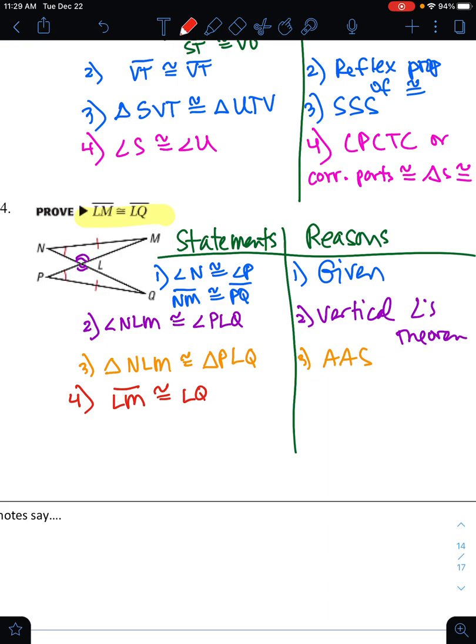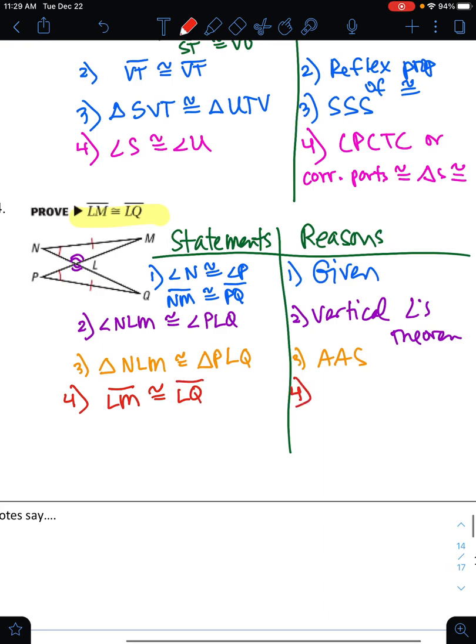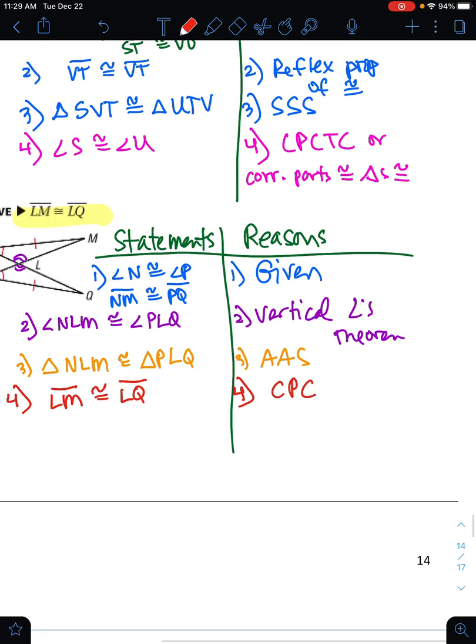Segment LM is congruent to segment LQ. And then again, if you want to do CPCTC, that's great. Or you could write corresponding parts of congruent triangles are congruent. You can do it that way.